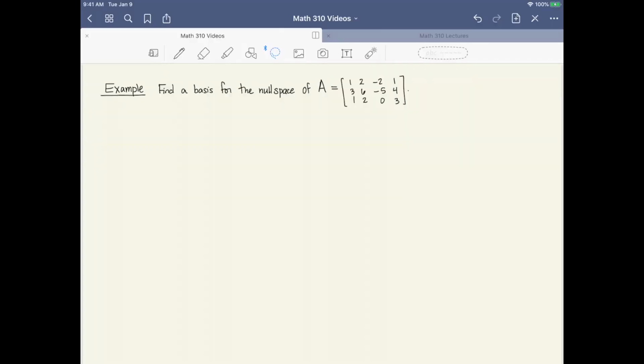In this video, we're going to do one thing and one thing only, and that is find a basis for the null space of a particular matrix. We are going to work through one example where we explicitly write this down. So our matrix here is a 3x4 matrix.